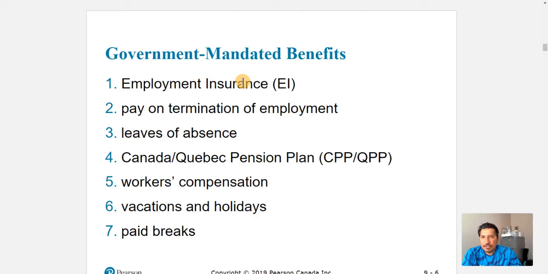Government mandated benefits. EI, employment insurance: we all know that in the absence of a regular income, the government provides financial support to individuals who lost their job through no fault of their own. Employers contribute 1.4 times the employee's employment insurance premiums. Other mandated benefits are pay on termination of employment, leaves of absence, Canada Quebec Pension Plan, workers' compensation, vacations and holidays, and paid breaks. So these are the government mandated employee benefits.